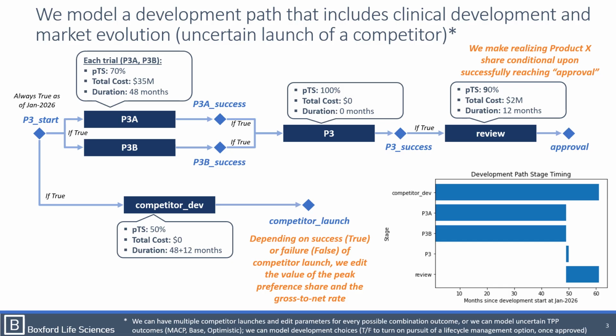In addition to clinical development, we also then have stages for uncertain evolutions in the market. In this case, the development of a competitor that has a 50% chance of succeeding and having a competitor that would launch. We don't incur any cost with this. We set the duration so that the competitor launches when we expect it to. Here we have just a single competitor. We could have multiple competitors, and then, somewhat similar to what we did in phase 3, have different individual states that see true, false, depending on which competitors have launched, to have unique future market scenarios and then make separate assumptions and edits to variables for each one of those.